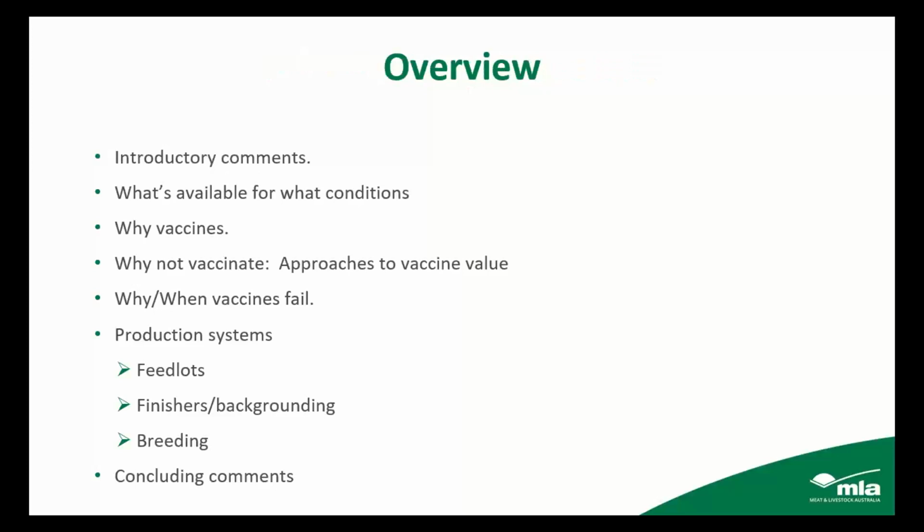Right. Okay. So just a brief overview of what we're going to look at tonight. I'll make some introductory comments. Then we're going to talk about what's available, why vaccines, and situations where vaccines may not be appropriate. Sometimes they fail or don't work, and we'll talk about that. Then we're going to talk about production systems. We've divided it into three, and then we'll have some concluding comments, and we welcome your questions.